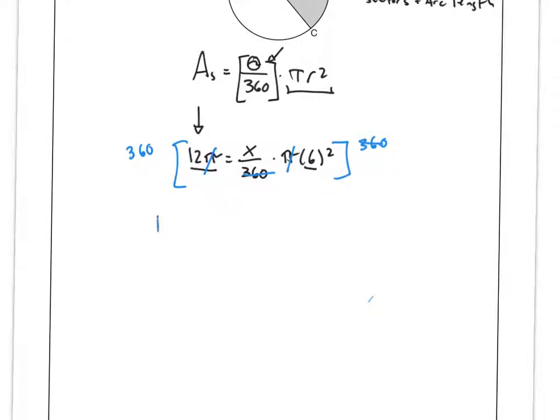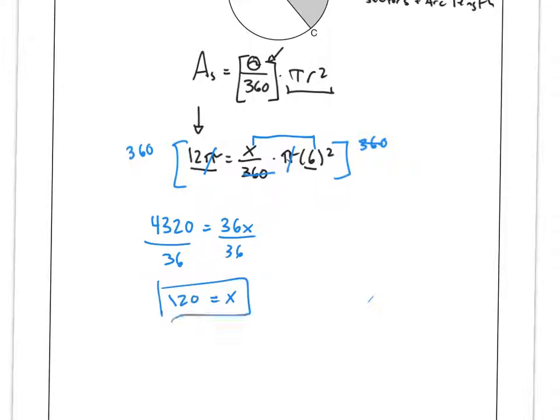and we get 4,320 is equal to, well, all we have left is 6 squared times x, which is 36x. Divide both sides by 36, and we get 120 is equal to x. Now that's good, but we want to find out our final answer, so angle AOC is equal to 120 degrees.